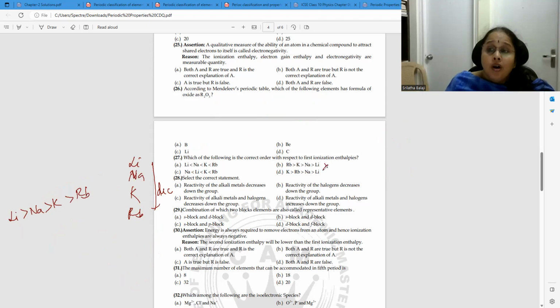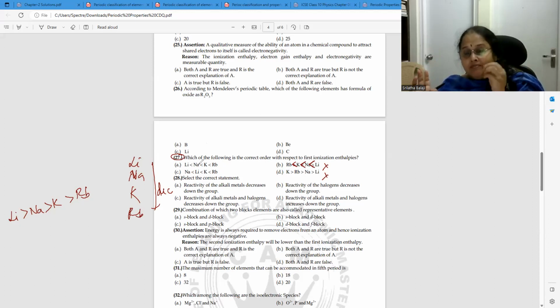Unfortunately, the answers are wrong. The options are wrong. Clear? Ideally, the option should have been rubidium less than potassium, less than sodium, less than lithium. I can put it this way. Or option A, I will take it as all greater than. So, analyze this question.